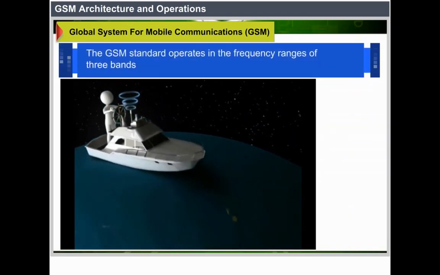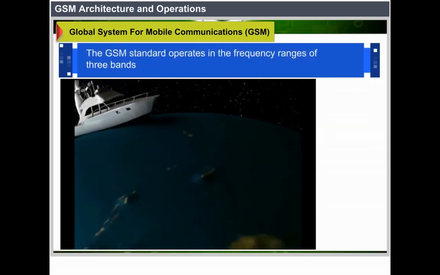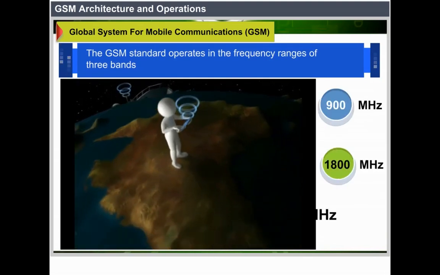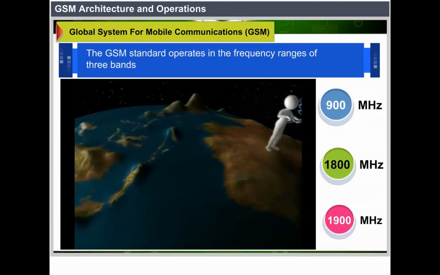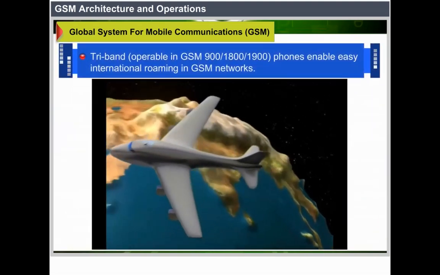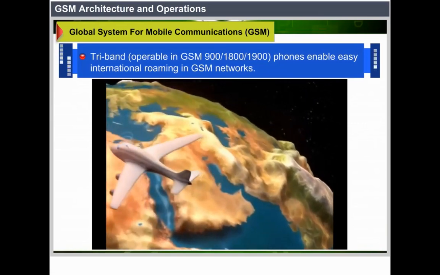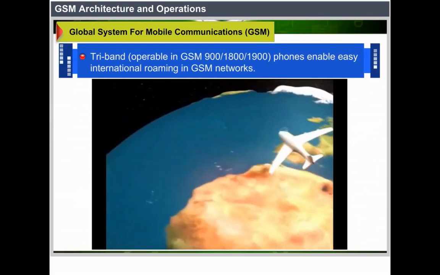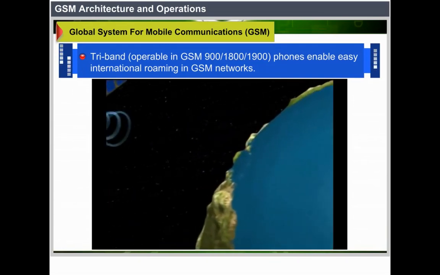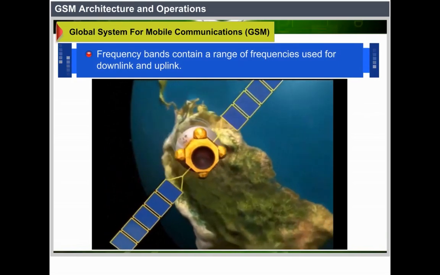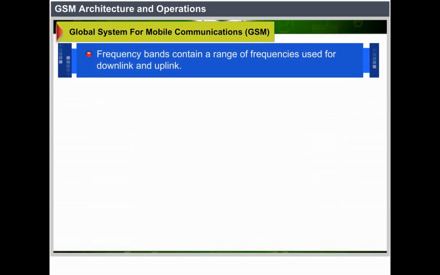The GSM standard operates in the frequency ranges of 3 bands: 900, 1800 and 1900 MHz. Tri-band phones, operable in GSM 900, 1800 and 1900, enable easy international roaming in GSM networks. Frequency bands contain a range of frequencies used for downlink and uplink.